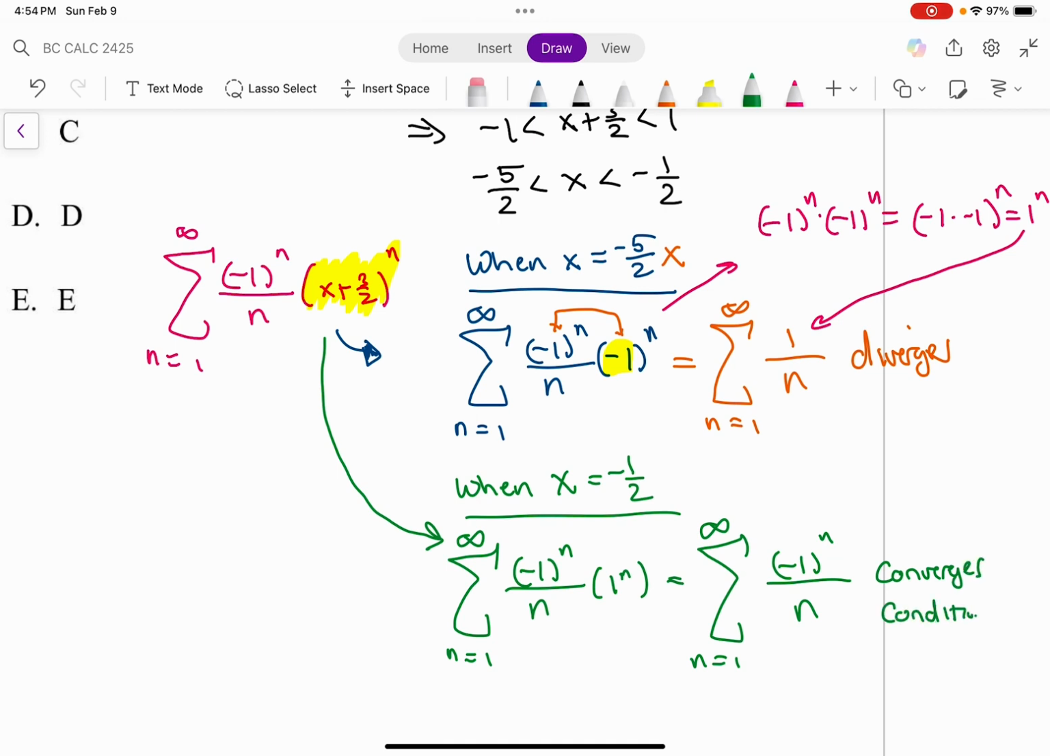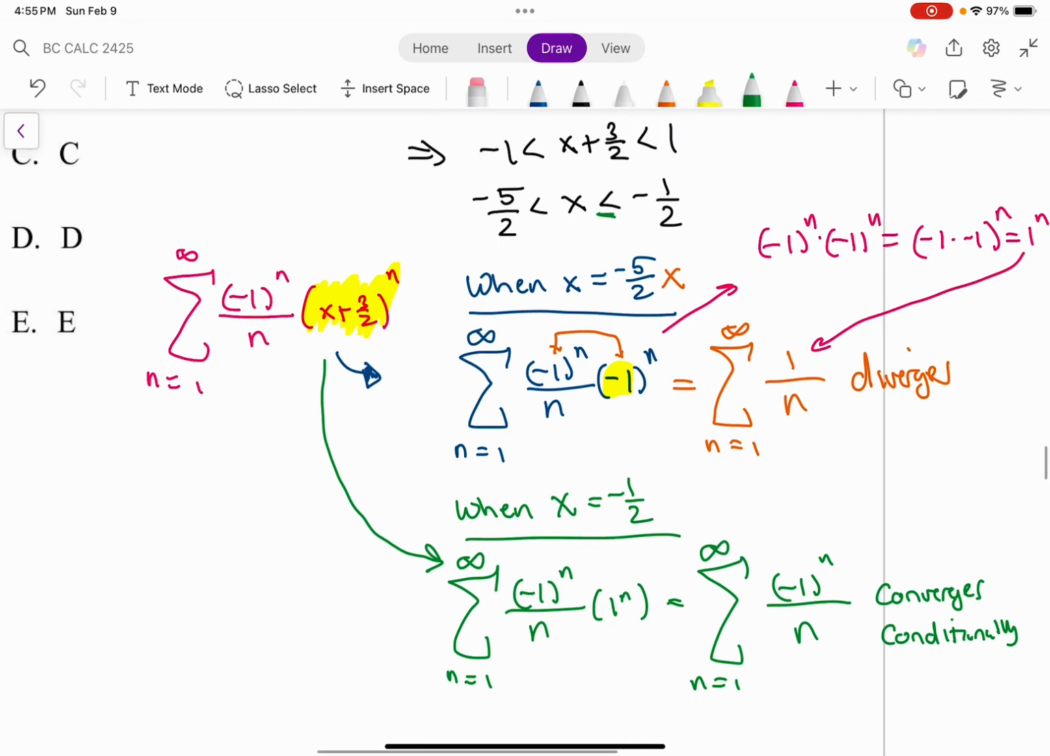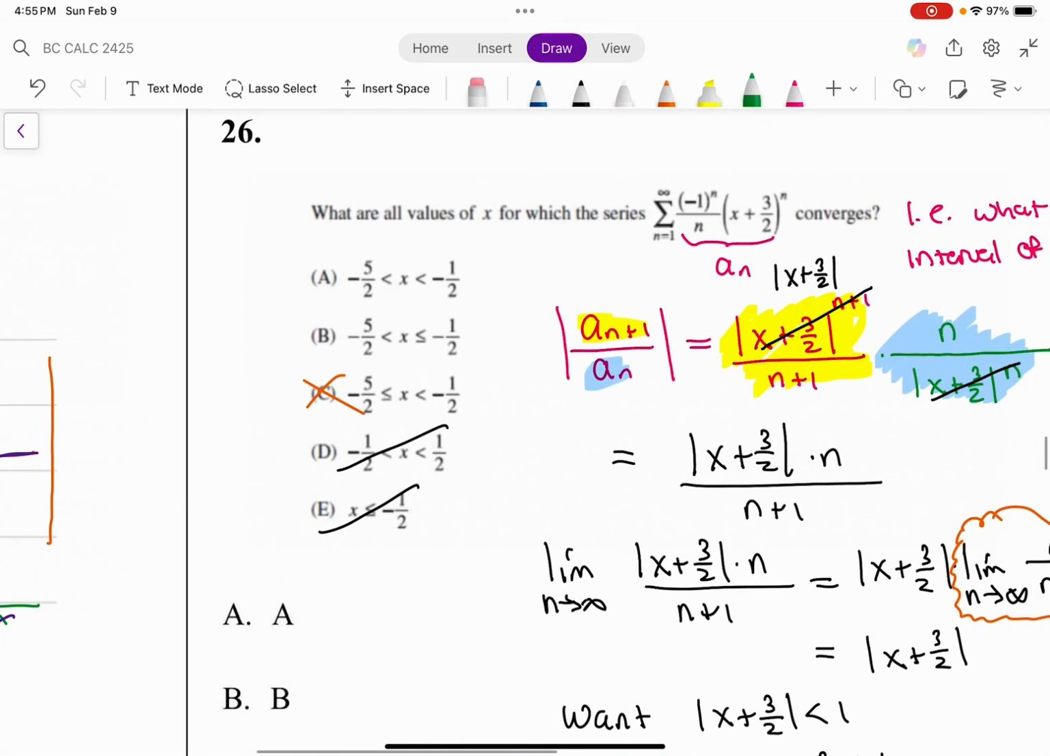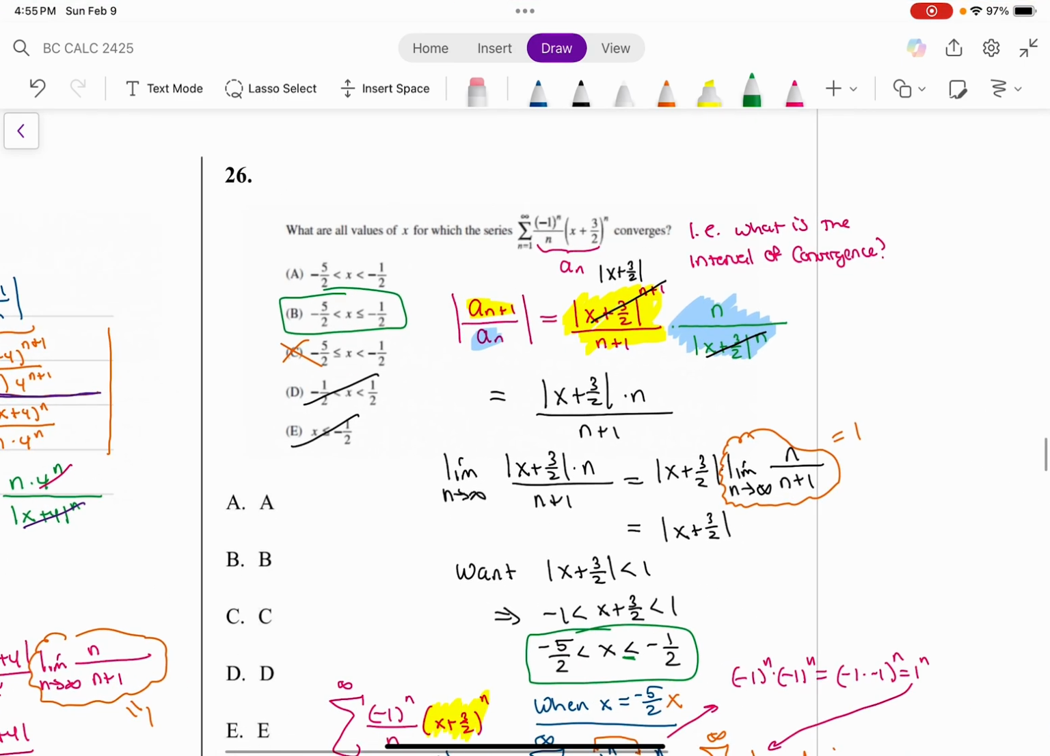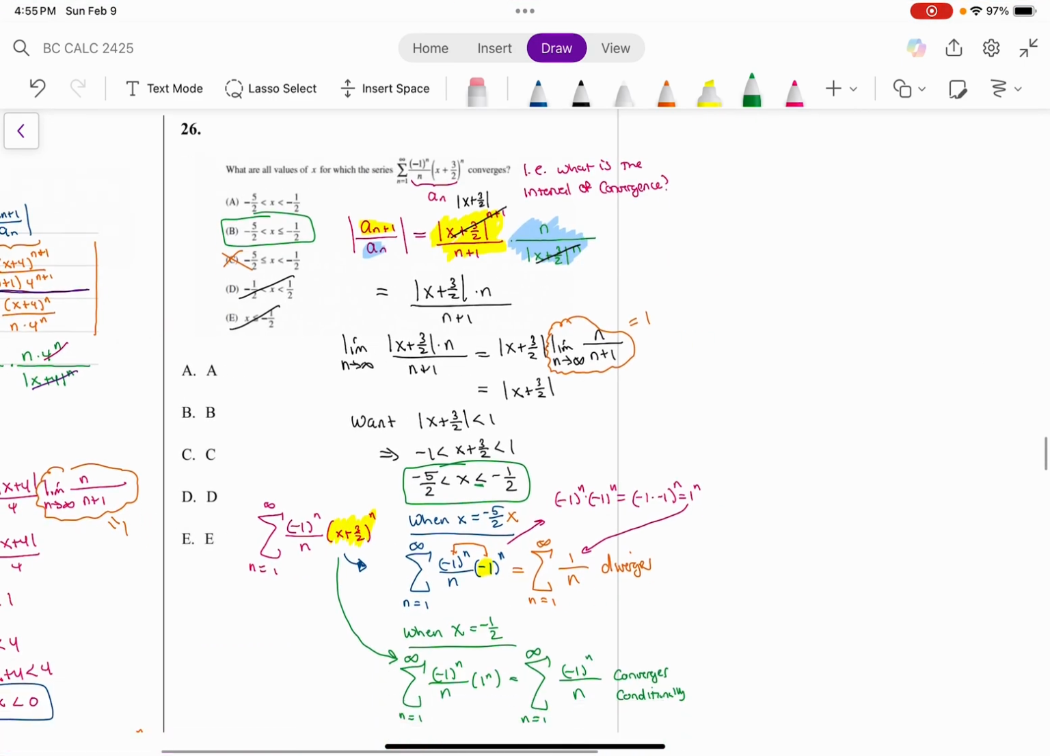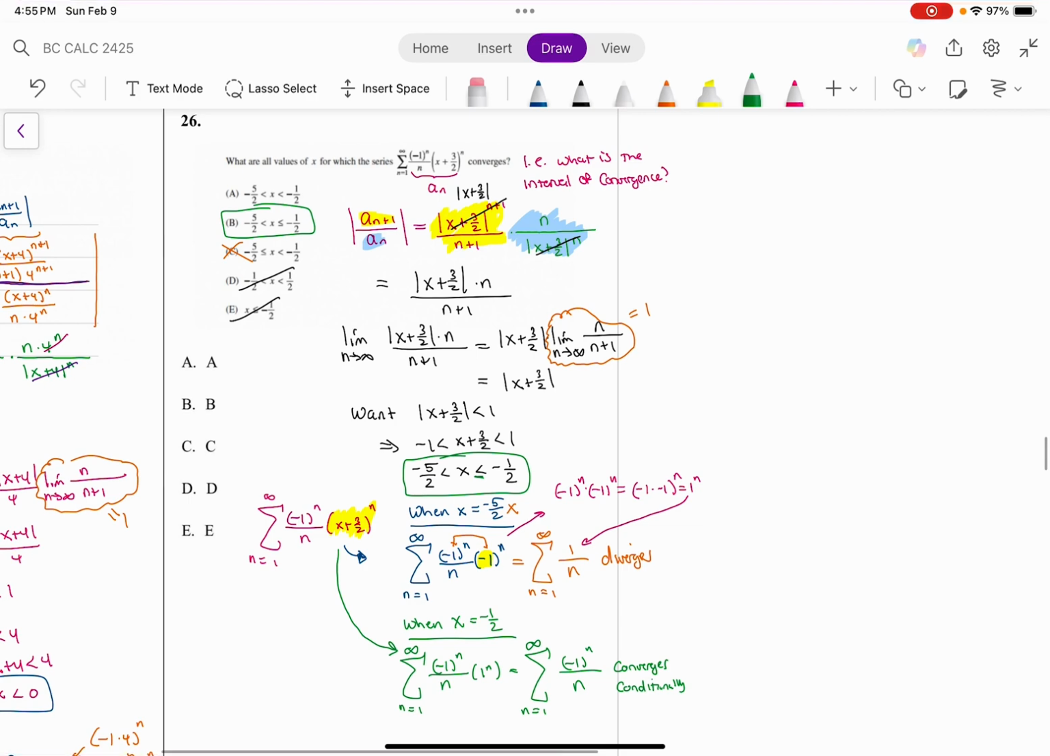Okay, it doesn't converge absolutely, but it converges conditionally because 1 over n, the non-alternating part, is positive and decreasing to 0. That's basically all we need. And so we go put in an equal sign there, we circle it, and then we notice that our answer choice is B. So that was a hefty one, but there it is.